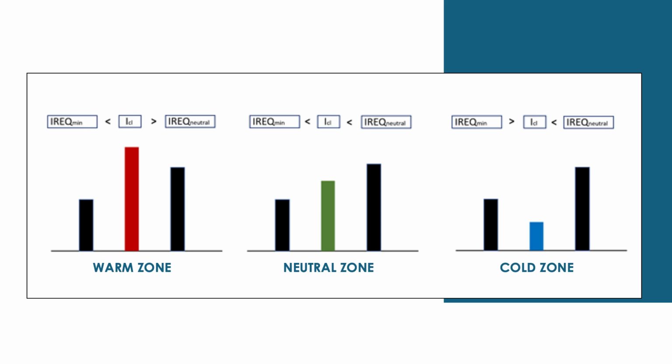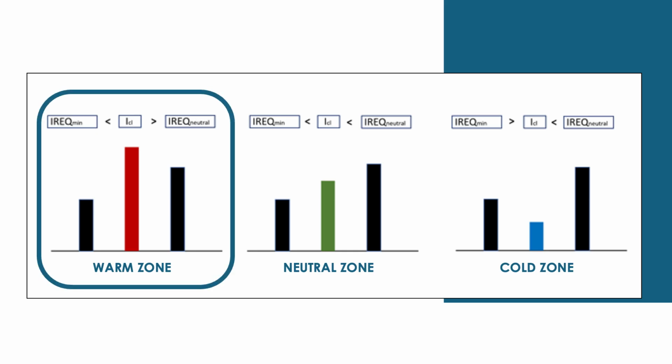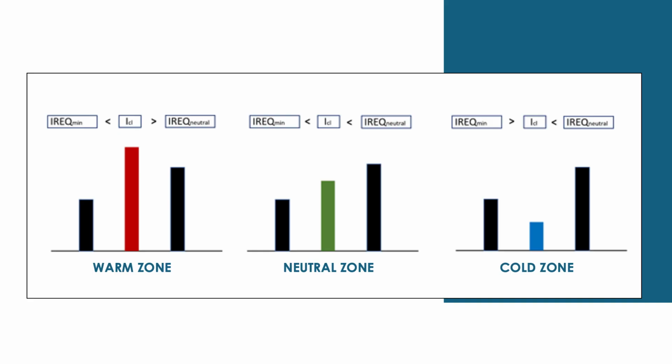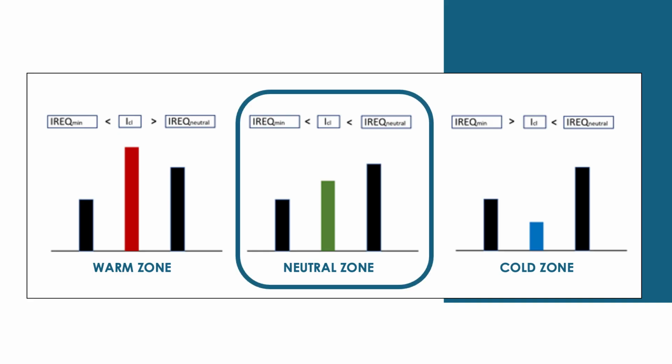Here, we can see a practical application of the definition of IREC. We have three different zones: warm, neutral, and cold. In the warm zone, the clothing insulation, ICL, is higher than the IREC neutral, and this leads to an overheating zone. Your body will struggle to dissipate excess heat, potentially leading to discomfort, sweating, and, if prolonged, a risk of heat stress. In the neutral zone, the insulation worn is higher than IREC minimum, but lower than IREC neutral, and this carries to the regulatory zone, where your body can easily maintain thermal equilibrium.